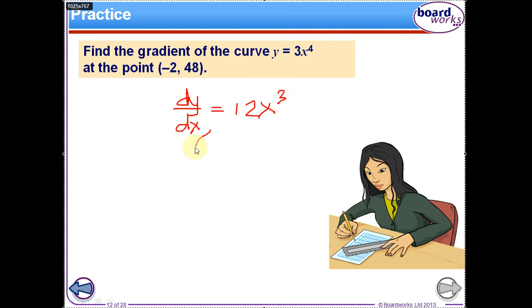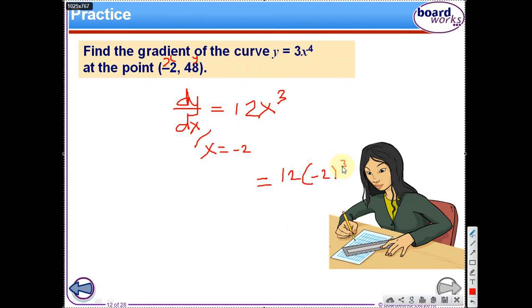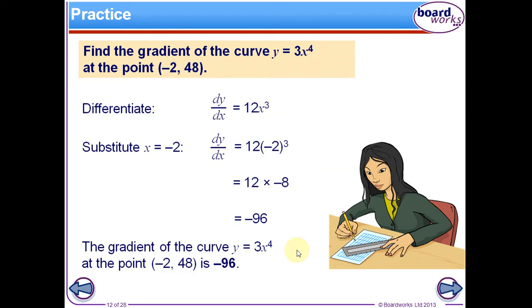Then the next thing is to substitute the value of x. In the coordinate system, this is x and this is y. So substitute x equals -2 into your function. Then you have 12 times (-2) raised to power 3. What is (-2) raised to power 3? That is -8. Then you do 12 times -8. I want to use my calculator to complete that. 12 times -8 gives -96. So the gradient of the curve 3x raised to power 4 at this point is -96. Let me take you through the board work so that you see what I did.